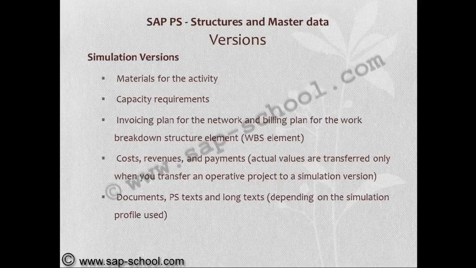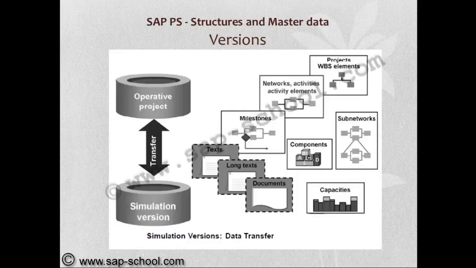Actual values are transferred only when you transfer an operative project to a simulation version. Documents, PS text, and long text, depending on the simulation profile used. So here we are transferring the operative project to a simulation version, and we are taking the copy of WBS element, subnetworks, networks, activities, activity elements, milestones, components, capacities, etc. So this data is being transferred from operative project to simulation version and vice versa.